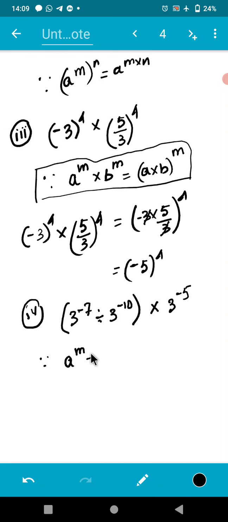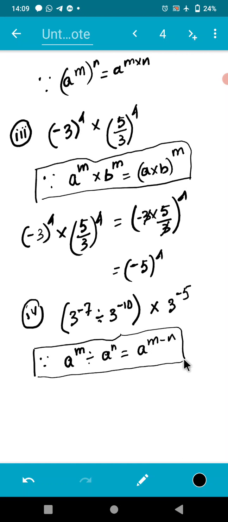a to the power m divided by a to the power n, and this would be equal to what? We subtract the powers in case of division when the terms have the same base. Absolutely. So this is the law that we'll use to solve the bracket. So let's do it. 3 to the power minus 7, and we'll subtract the powers. This power is already having minus, so we'll put it inside the bracket, and then we'll write this into 3 to the power minus 5. Now let's solve this bracket.